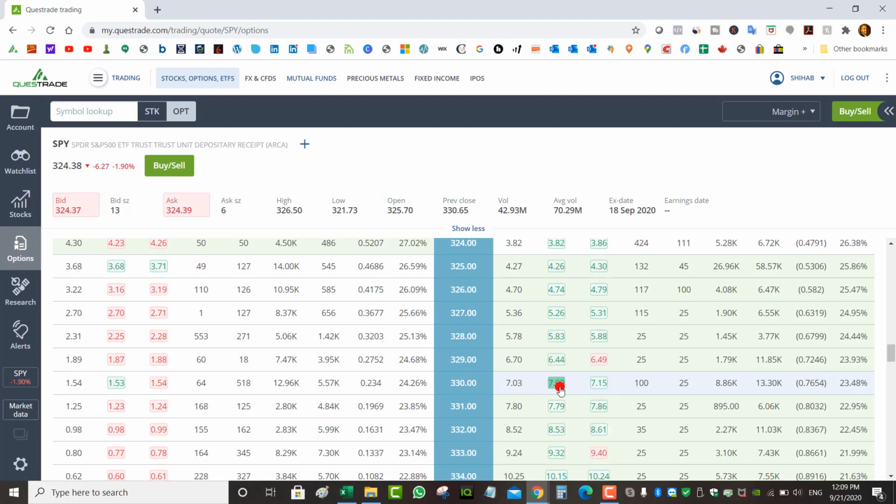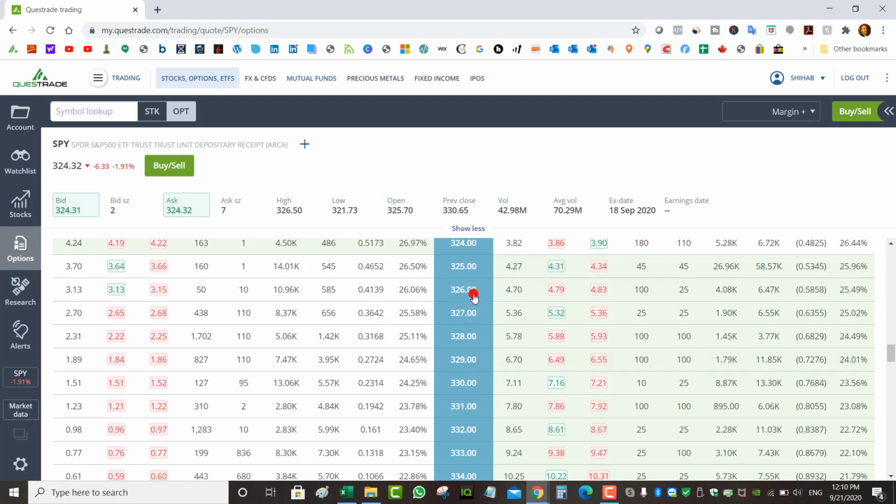So what's my break even? My break even is 330 minus 7. So my break even is 323. So I have a lower break even, or a closer break even. I could start making money sooner. But guess what? I'm going to pay more upfront. But that means I just need the SPY to trade below 323 and I start making money.